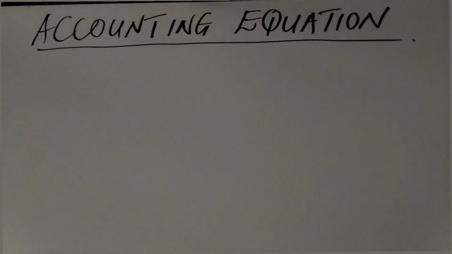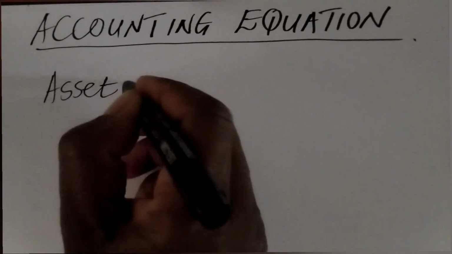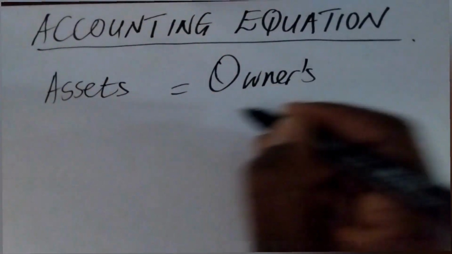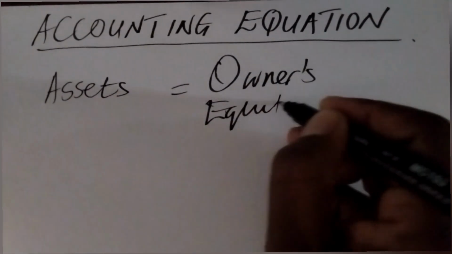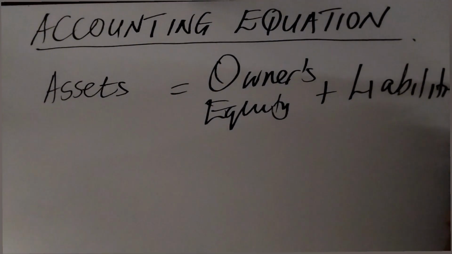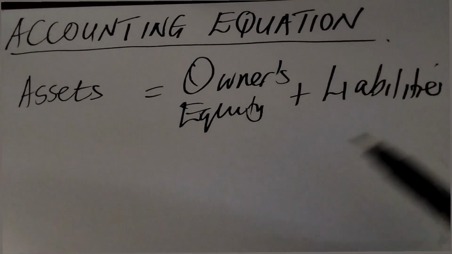One of the most important aspects when you're going to study accounting, starting from grade 8 through to grade 12, is the accounting equation. So we say the accounting equation is written down as assets are equal to owner's equity plus liabilities.